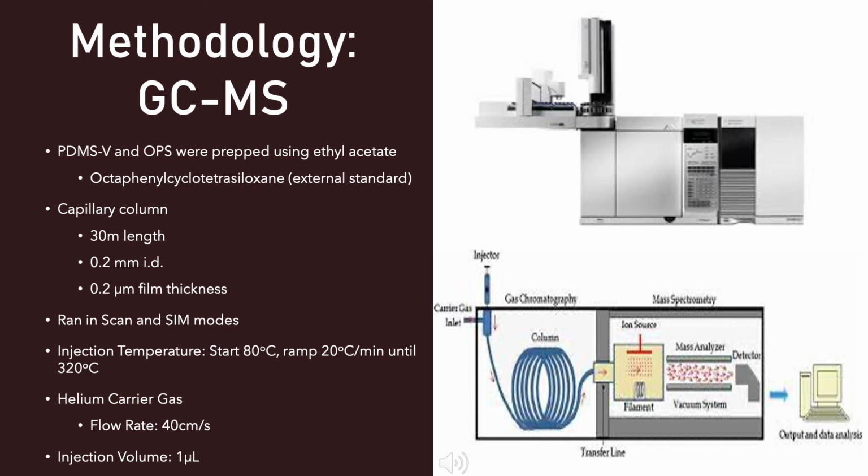Gas chromatography with a mass spectrometer attached was run under the following parameters. It's closely related to the parameters that were run for the GC AED, except the internal diameter is a little smaller and the injection temperature starts slightly higher. The samples were still prepped in ethyl acetate and run with an external standard of OPS.